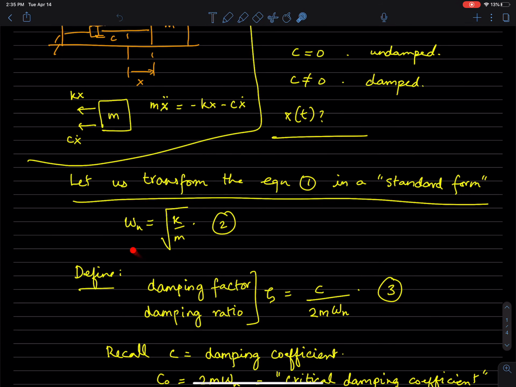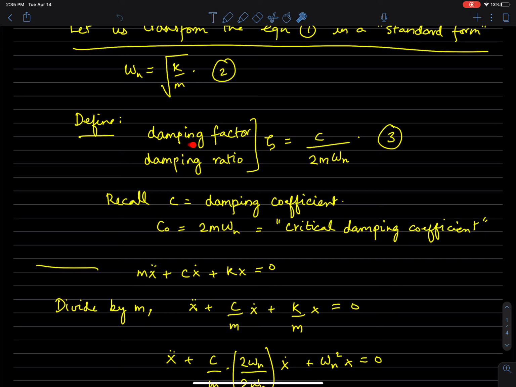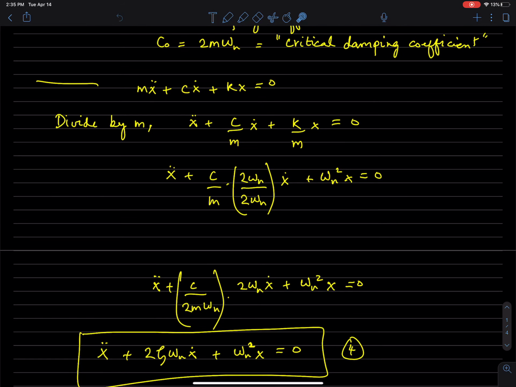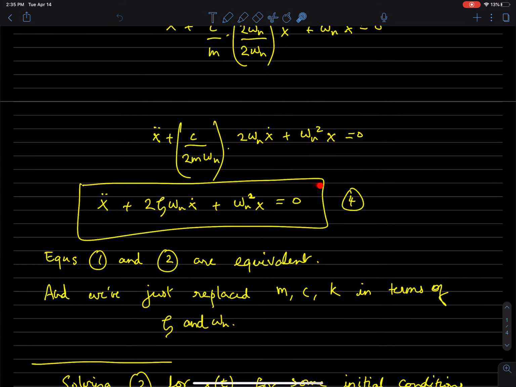The natural angular frequency is omega n, square root of k over m. We define this thing called the damping factor, the damping ratio, zeta, which is c over 2 m omega n. Then we rewrote this equation in terms of omega n and zeta and got x double dot plus 2 zeta omega n x dot plus omega n square x equal to 0.